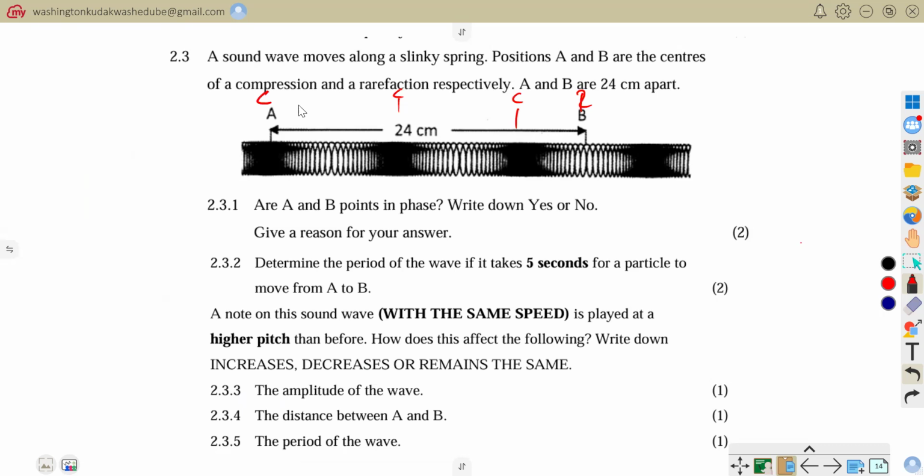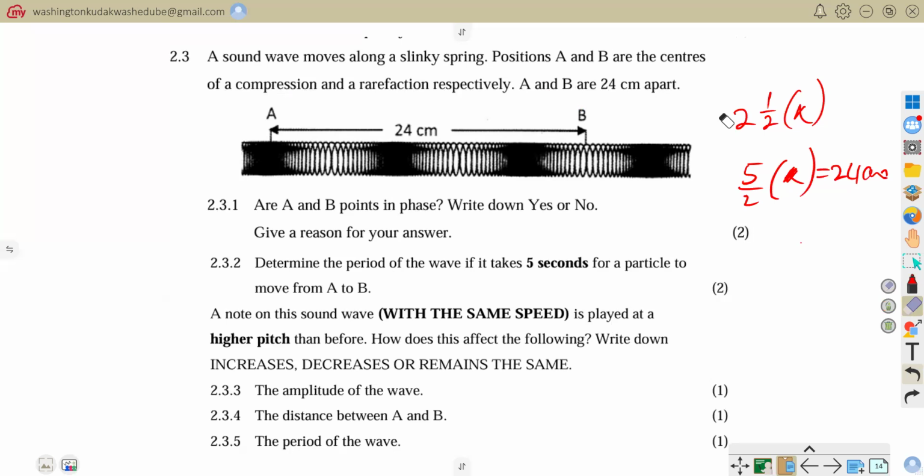So you can see that here I've got a wavelength. And then here I also have another wavelength. But here I've got half of a wavelength. So I have 2.5 wavelengths, which is 5/2 of my wavelength from A to B. And they are saying this is equivalent to 24 centimeters. Okay, that is fine. Let's now look at what they want us to calculate there. We now have an idea of what is happening.